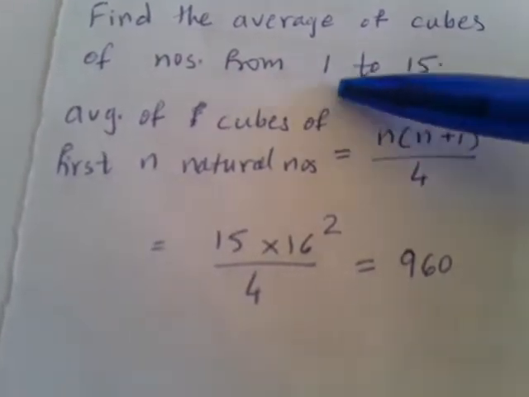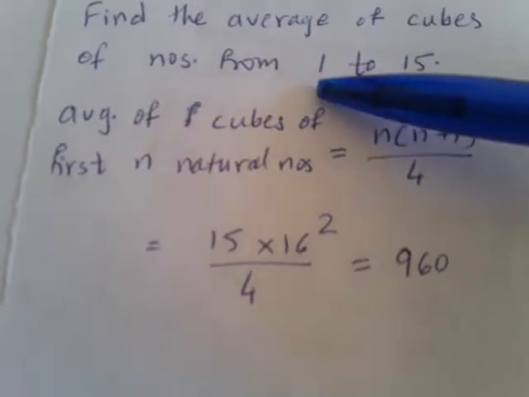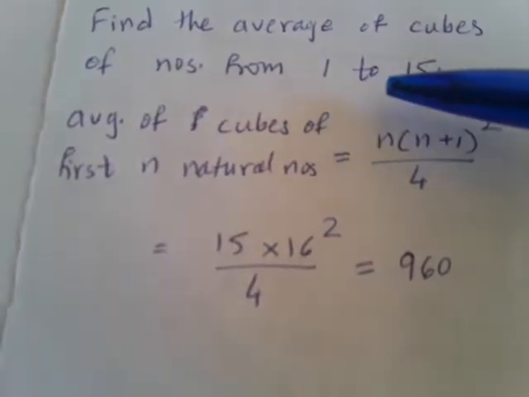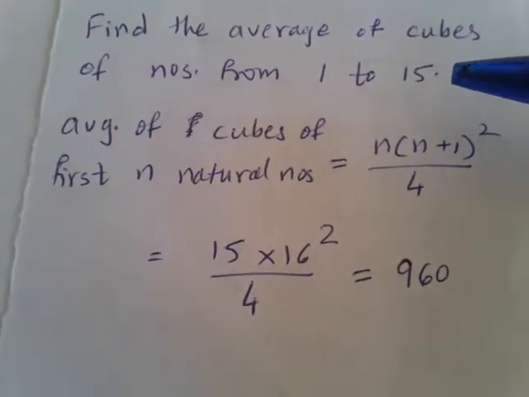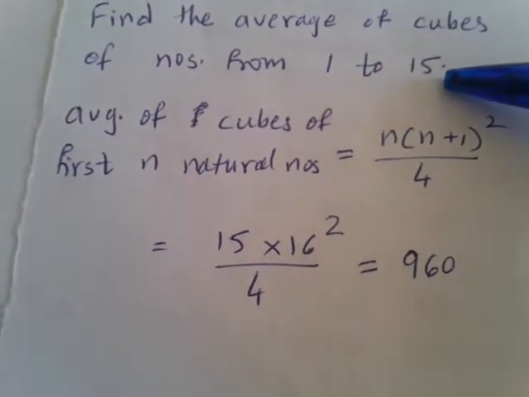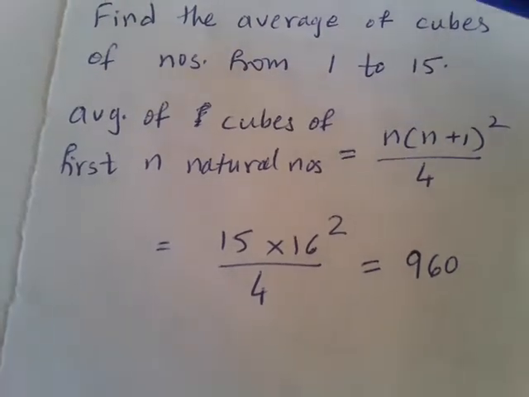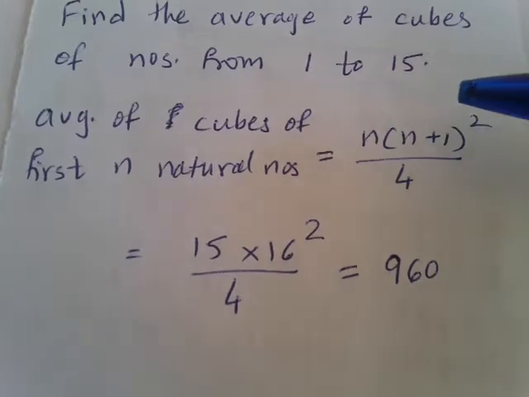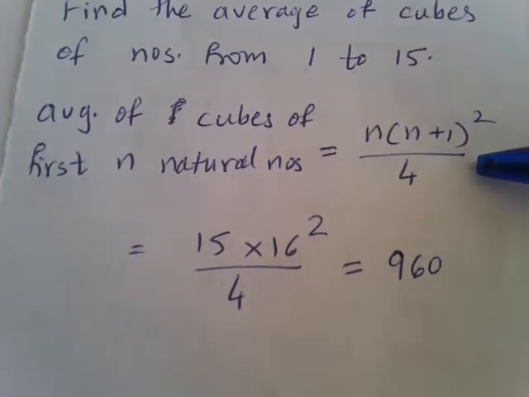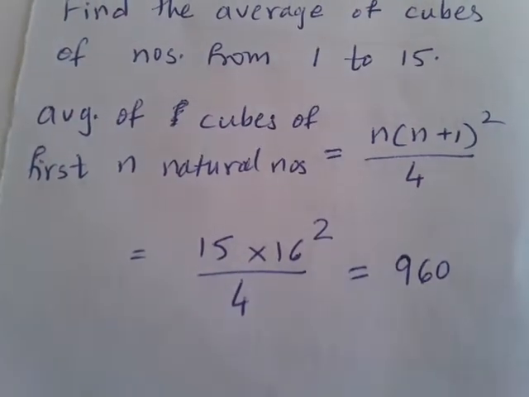If you actually find the cubes and then find the answer, it will be a long procedure. What are cubes here from 1 to 15? It will be 1 cube, that is 1, 2 cube that is 8, 3 cube 27, 4 cube 64 and so on up to 15 you will have to go. Then again add all those cubes and divide by 15. It is going to be a long procedure. Instead of that, just use this formula.